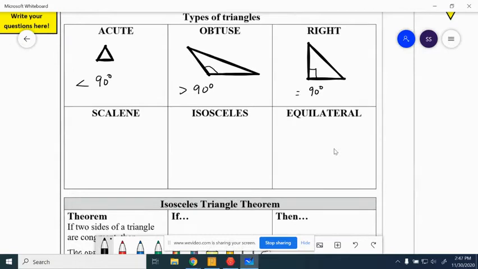A scalene triangle is a triangle with all different side lengths. So this side length is different than this one, and this one is different than the other two as well. That's a scalene. An isosceles triangle is a triangle with two side lengths that are equal, and an equilateral triangle has all equal sides. Okay?